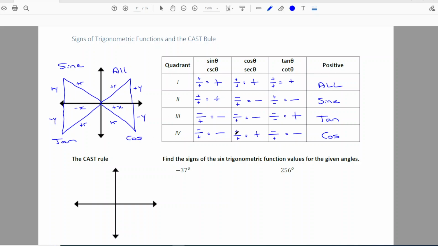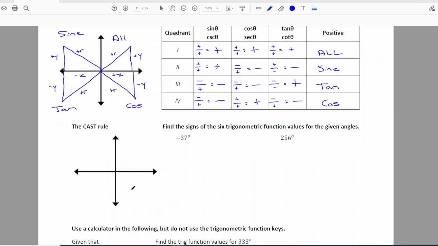Now, these never change. All of your trig ratios are always positive in quadrant 1. In quadrant 2, the only one that's ever positive is sine. In quadrant 3, the only one that's ever positive is tan. And in quadrant 4, the only one that's positive is cosine. That leads us to what we call the CAST rule. In quadrant 4, cosine is the only one that's positive. In quadrant 1, all are positive. In quadrant 2, sine is positive. And in quadrant 3, tan is positive.